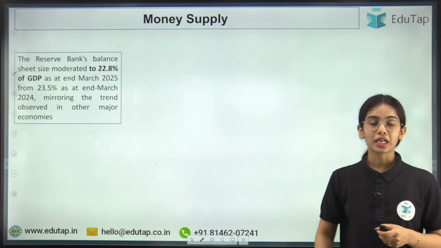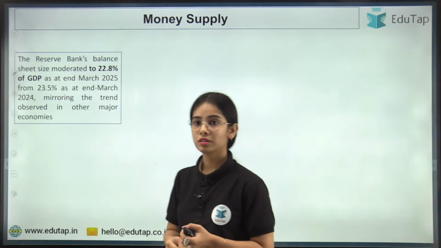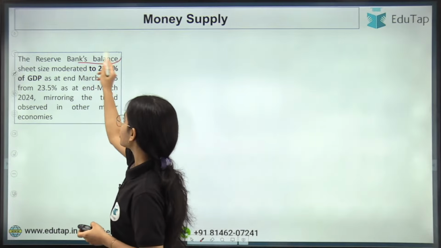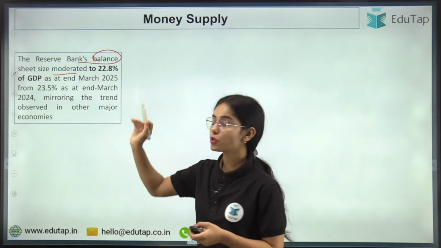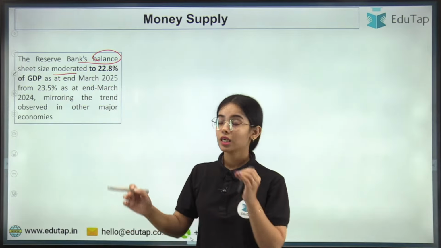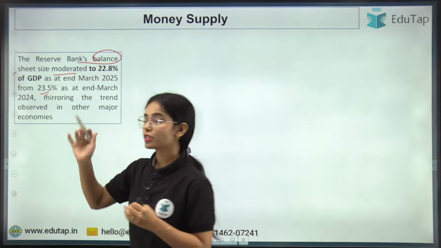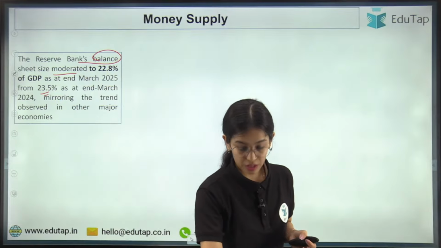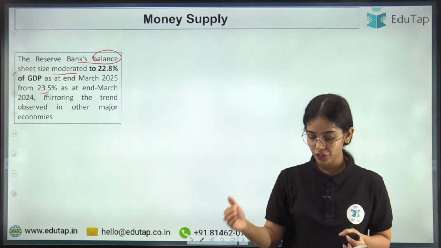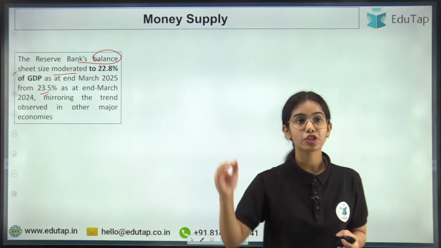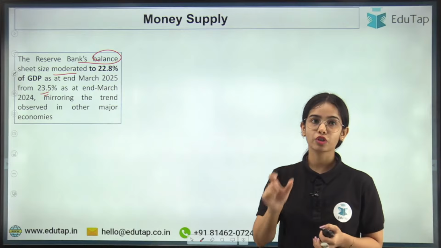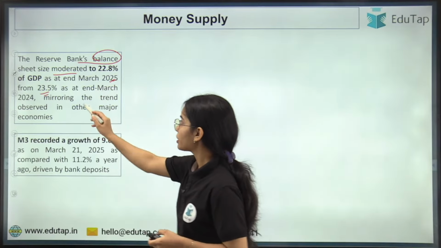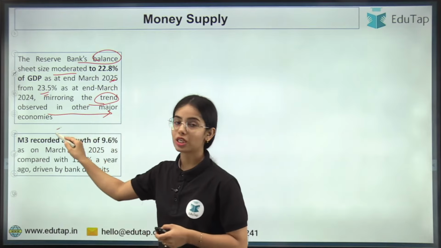Okay, so starting with money supply. The Reserve Bank's balance sheet size moderated to 22.8% of the GDP as compared to 23.5% of the GDP in the previous year. Okay, so this is the idea. So the Reserve Bank's balance sheet moderated to 22.8% of the GDP at the end of March 2025, mirroring the trend observed in other major economies also.